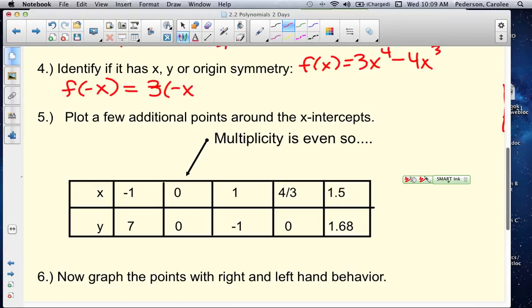3 negative x to the 4th minus 4 negative x cubed. When I simplify that, I'm going to get a positive 3x to the 4th and a positive 4x cubed. Did I get my original function back? No. If I pull out a negative, I also don't get my original function inside with a negative out in front. So, no symmetry.